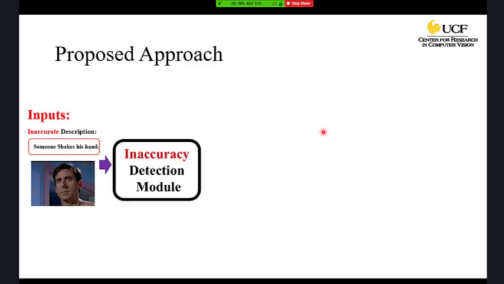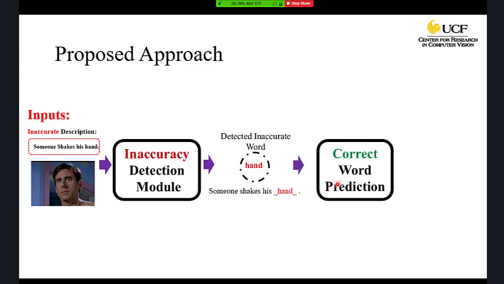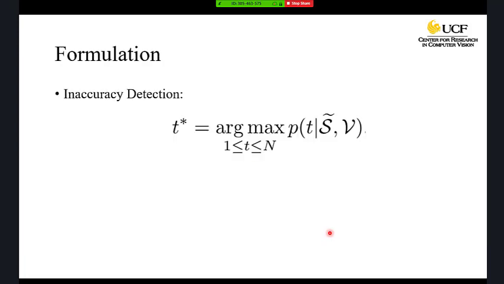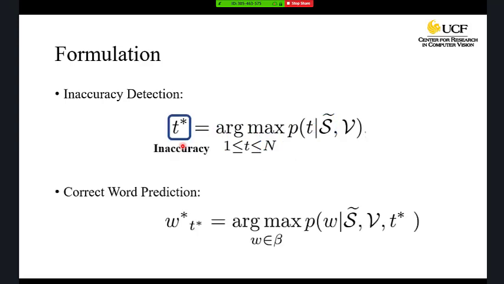So in our approach, we have two steps. In the first step, we have an inaccuracy detection module, which can detect the inaccurate word in a sentence. And we have the correct word prediction module that, given the detected inaccuracy, can predict a correct word to replace the inaccurate word and make the sentence accurate. So here's the formulation. Let's first formulate the inaccuracy detection. Given the video and the inaccurate sentence of length n, we want to find the word that has the maximum probability to be inaccurate, and we call it T star. For the correct word prediction, given T star, the video, and the inaccurate sentence, we want to find the word in the dictionary that has the maximum probability to be the correct word for the word in position T star.